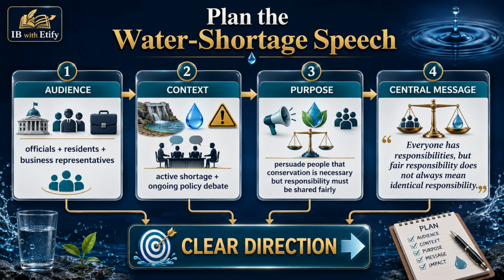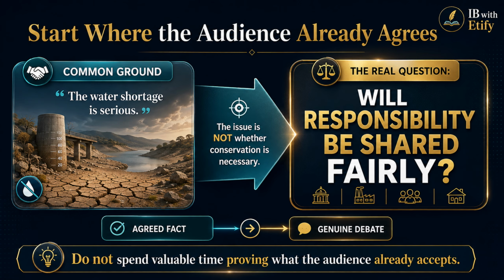Now you have direction. Begin with common ground. Nobody needs to be persuaded that the shortage is serious. People can already see the consequences. Then introduce the real question. The issue is not whether conservation is necessary. It is whether responsibility will be shared fairly.